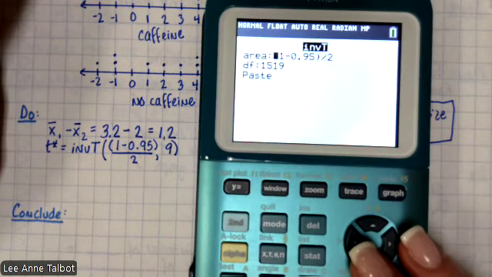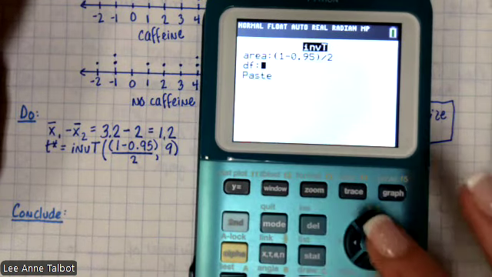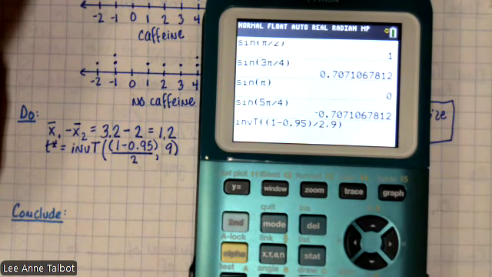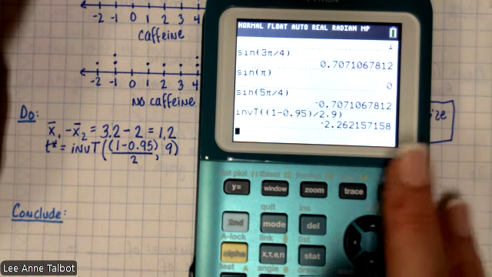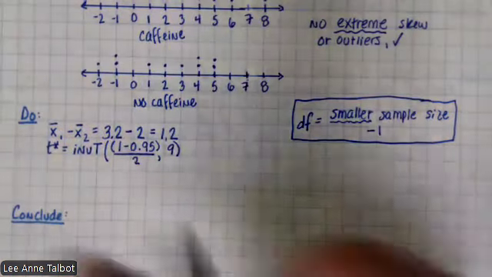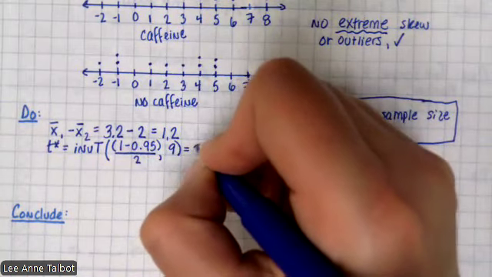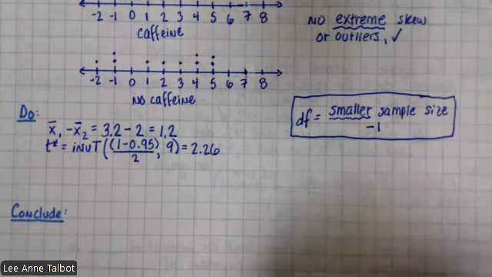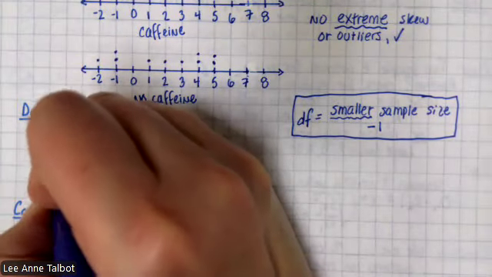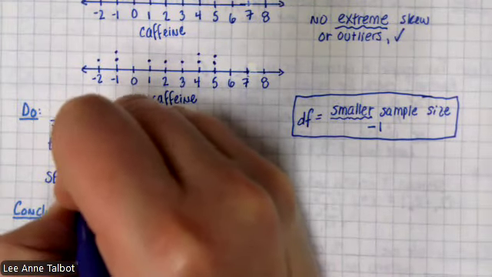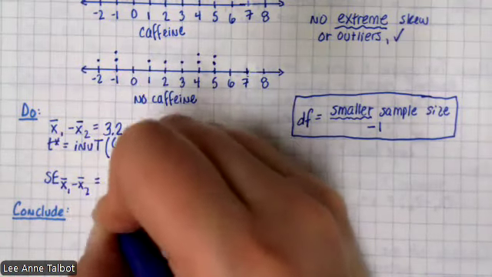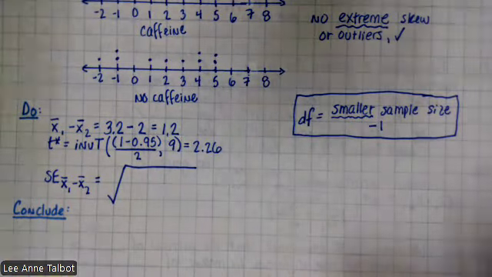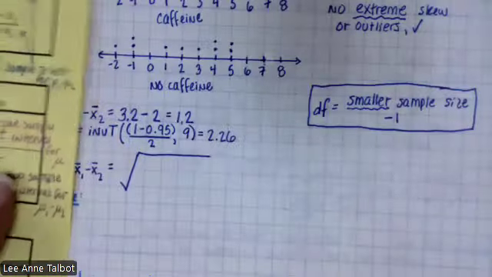Inverse T. Oh, look, it's already in there. 2.26. Okay, so I'm gonna come out. Here's my formula right here.